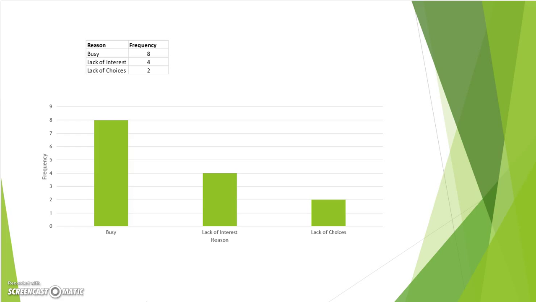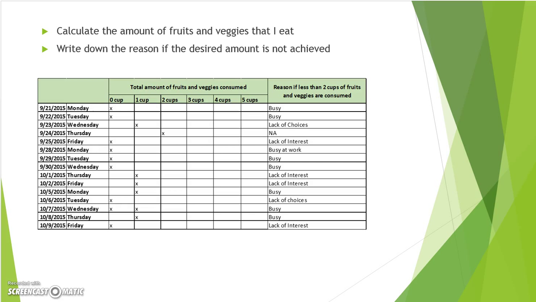And the last one was lack of choices. It could be a situation where my boss bought us lunch, and it is usually pizza and burgers. In this case, I do not actually have the choice, or the choices are really limited. So I consider it as lack of choices. These are the 3 reasons why I was not eating enough fruits and vegetables, mainly based on this table, from the data collection from the period of September 21st to October 9th.